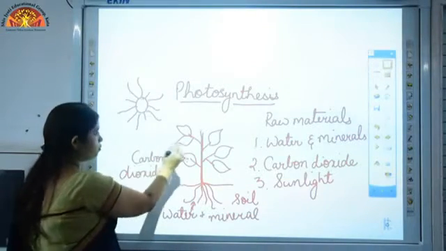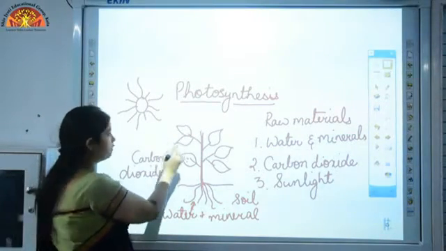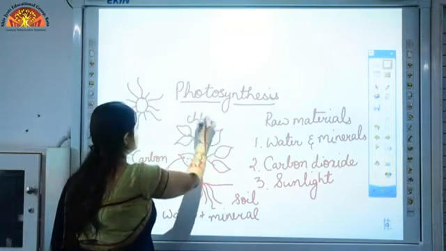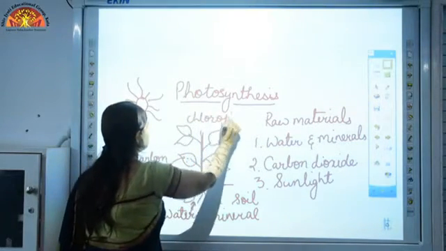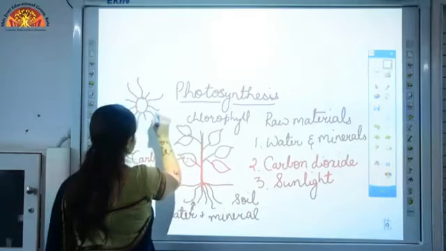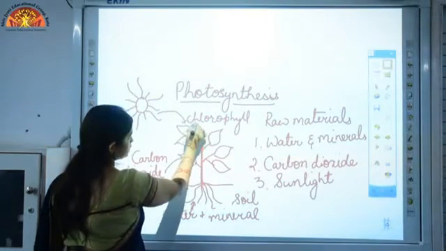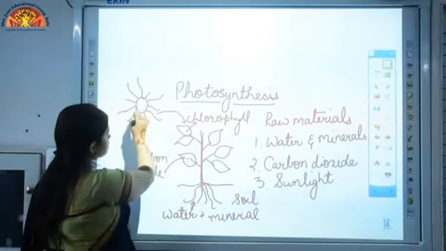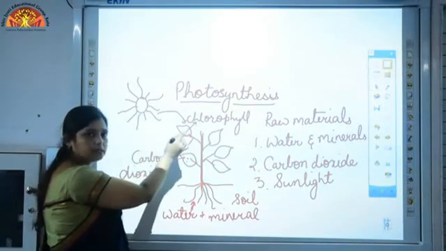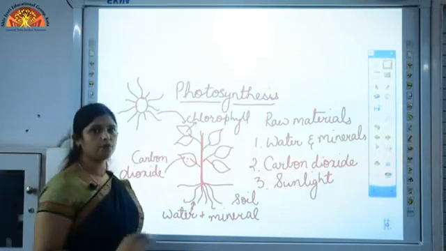Now the chlorophyll which is present in the leaves absorbs the sun's radiation. This chlorophyll is present in leaves, so it absorbs the solar radiations, or the sunlight, which helps in the process of photosynthesis.